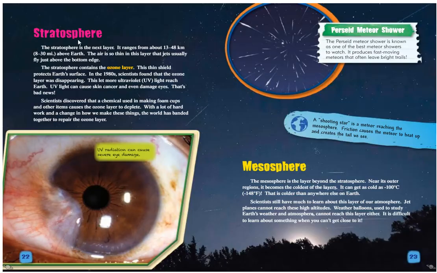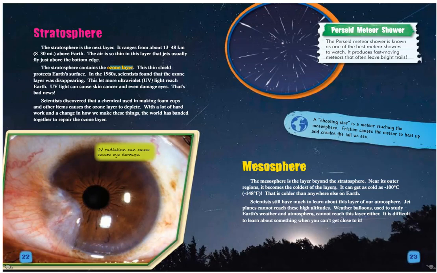Next up is the stratosphere. The stratosphere is the next layer. It ranges from about 13 to 48 kilometers, or 8 to 30 miles above Earth. The air is so thin in this layer that jets usually fly just above the bottom edge. The stratosphere contains the ozone layer. This thin shield protects Earth's surface.